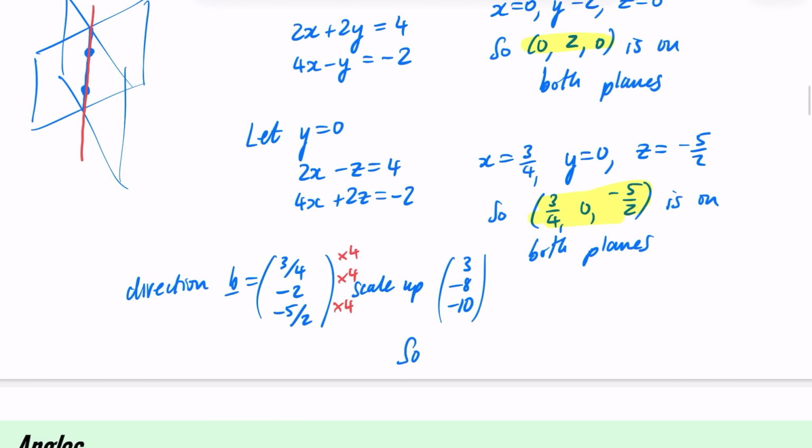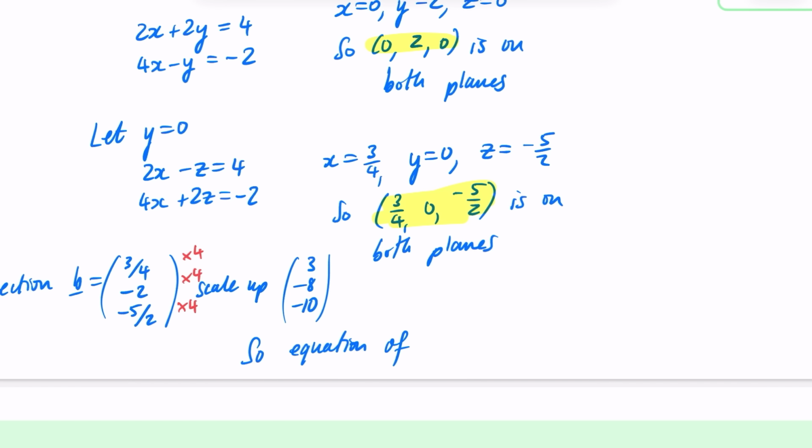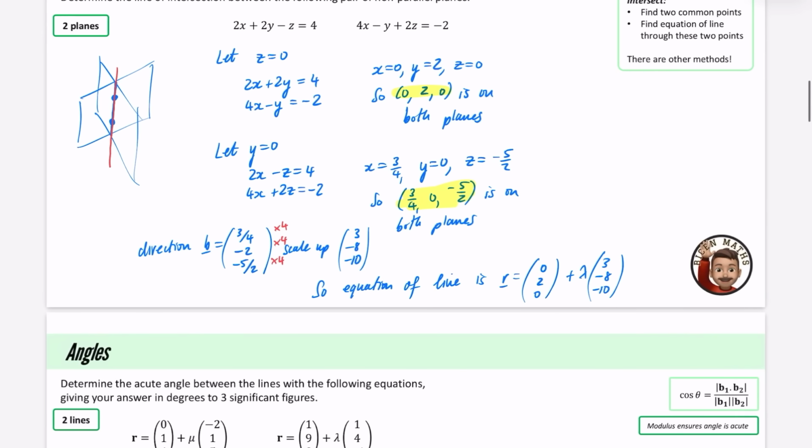So the equation of the intersection line is r equals, well, the direction we've just said is 3, minus 8 and minus 10. And we can just pick either of those two coordinates there. I'm just going to pick the simple one, the 0, 2, 0 that we've got. So you could have either coordinate here, and you could also have included this in its original form. You could even have 30, minus 80, minus 100. Remember, directions you can scale, positions you should not do any scaling.